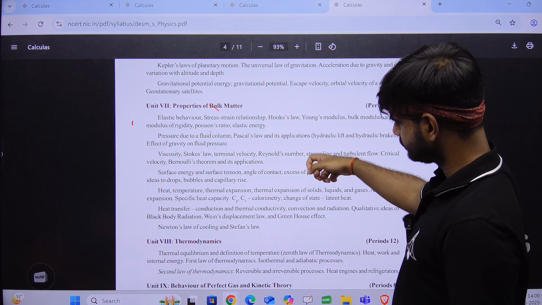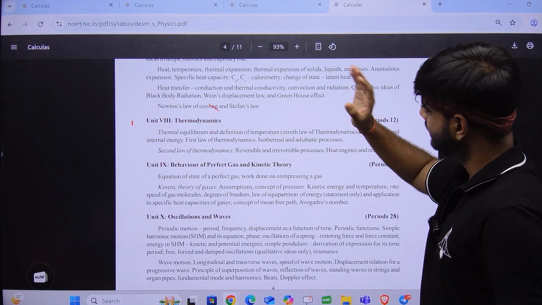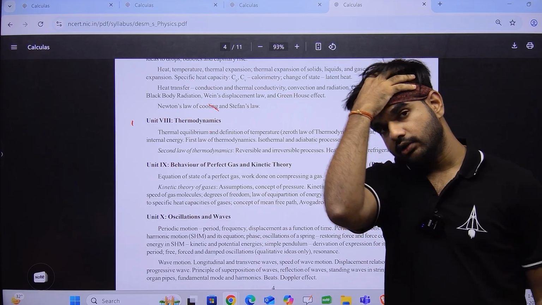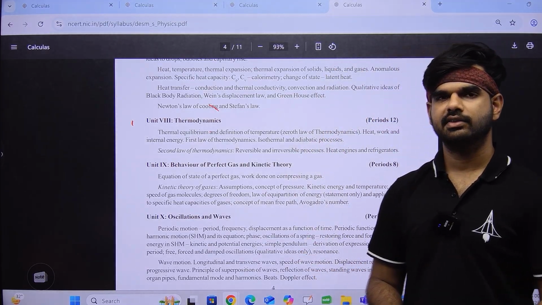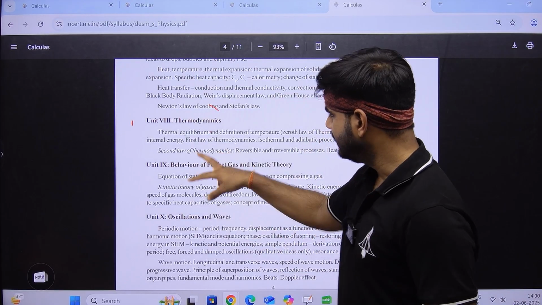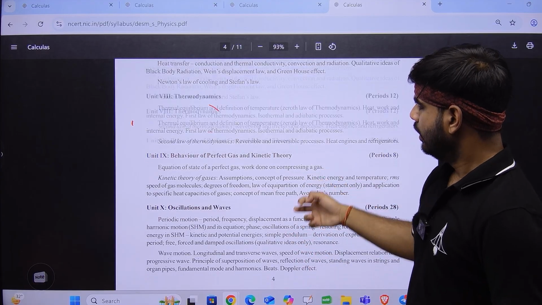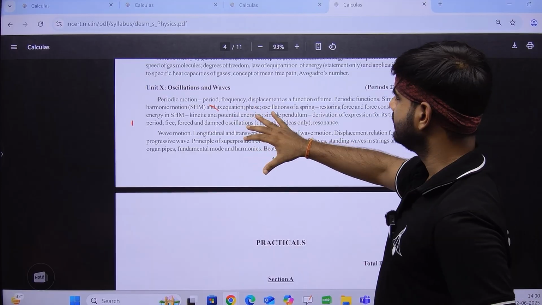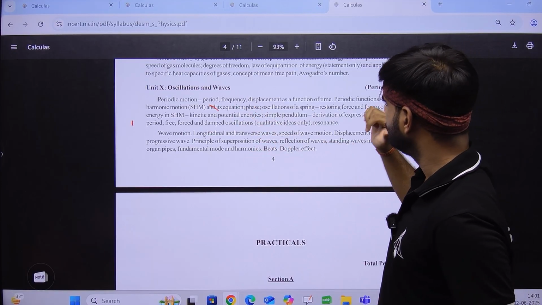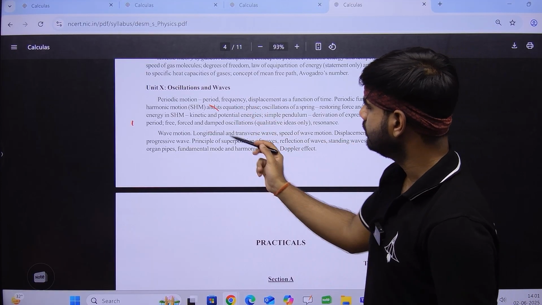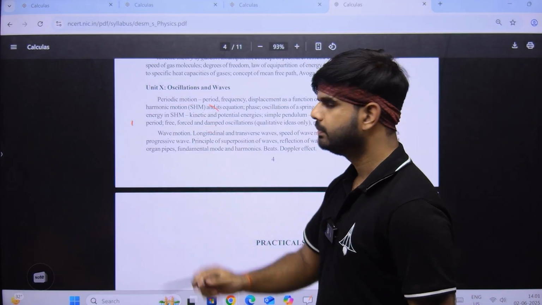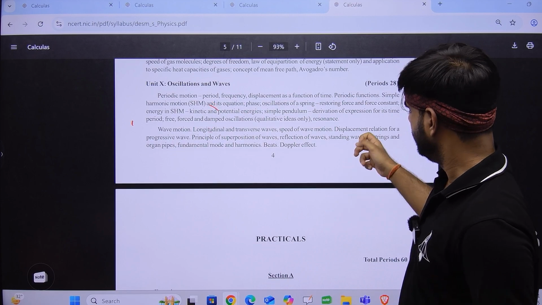Okay. Thermodynamics, again, very important. From thermodynamics and KTG, one question each can be asked, or at least one question will be asked. Okay. Oscillations and waves is moderately important, but yeah, in most cases, it might be possible that one question from waves can be asked, or either from waves or periodic motion can be asked, right?